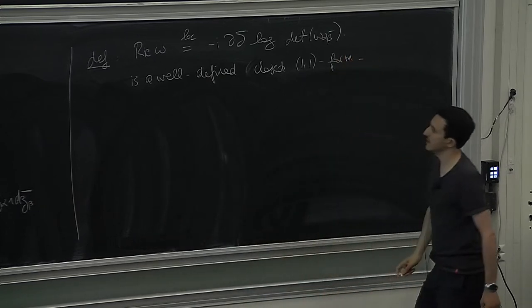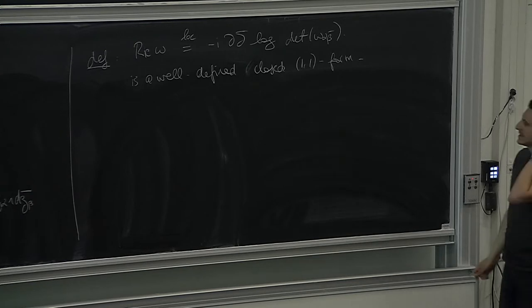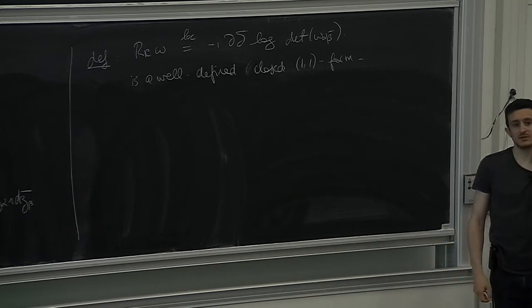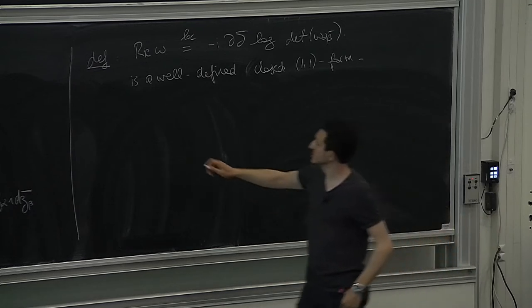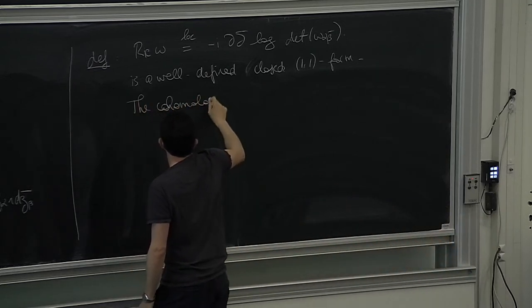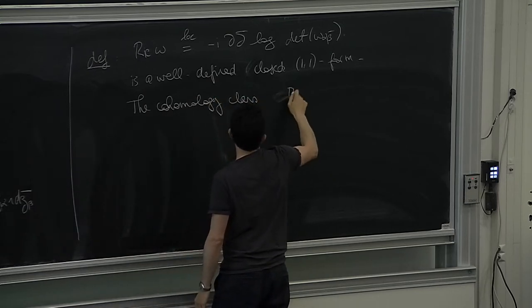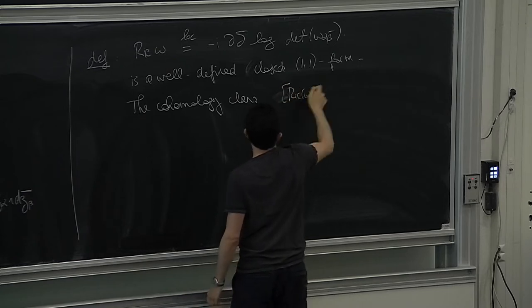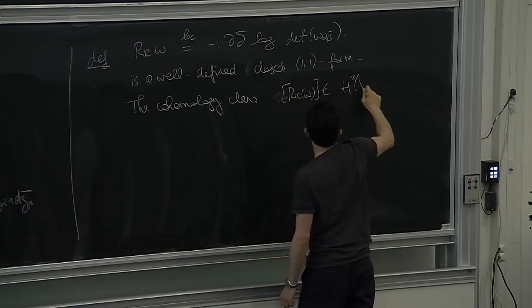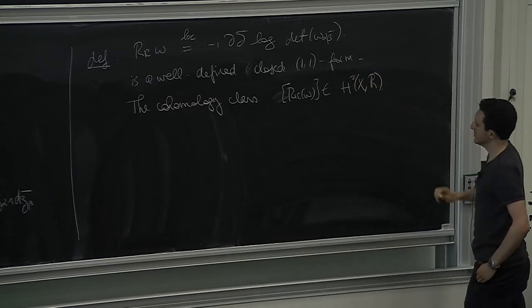In particular, it defines a cohomology class in H2. And another great thing about this Ricci curvature is that the cohomology class does not depend on the choice of the metric. So the cohomology class of Ricci omega in H2, which is a real class, does not depend on omega.